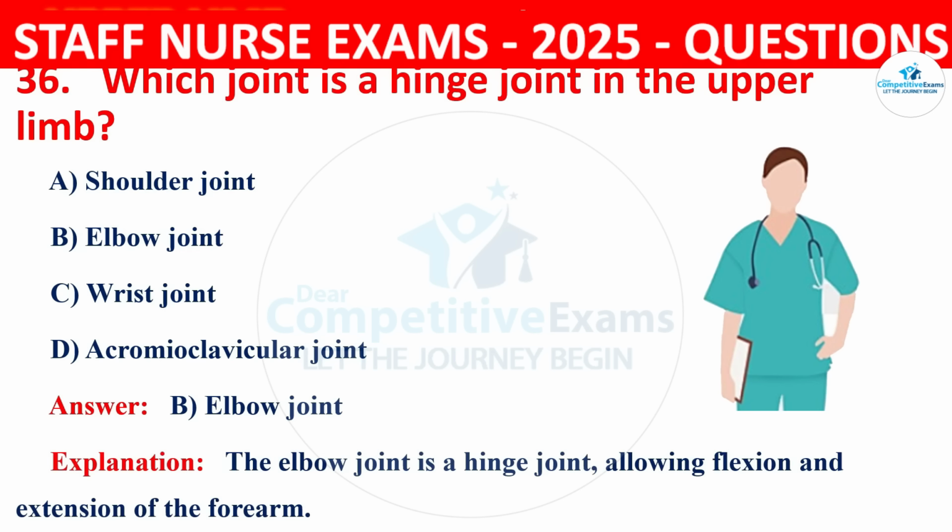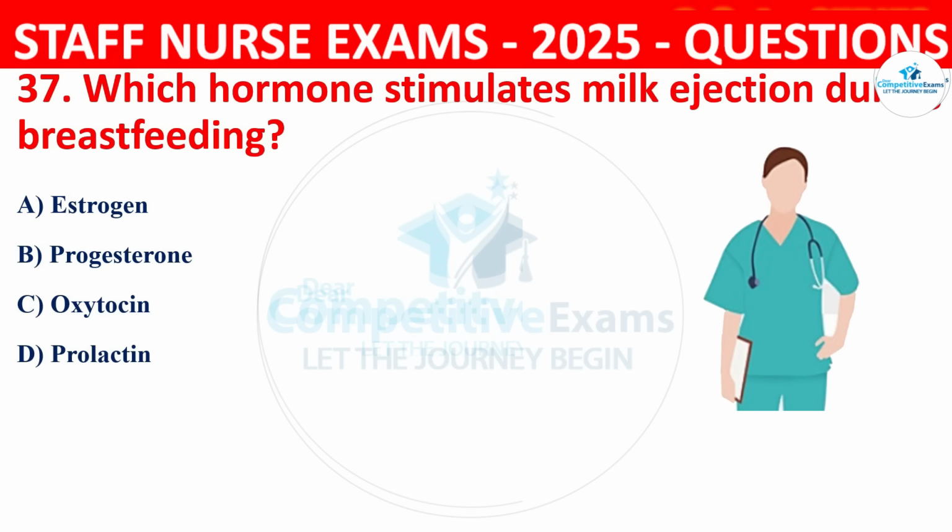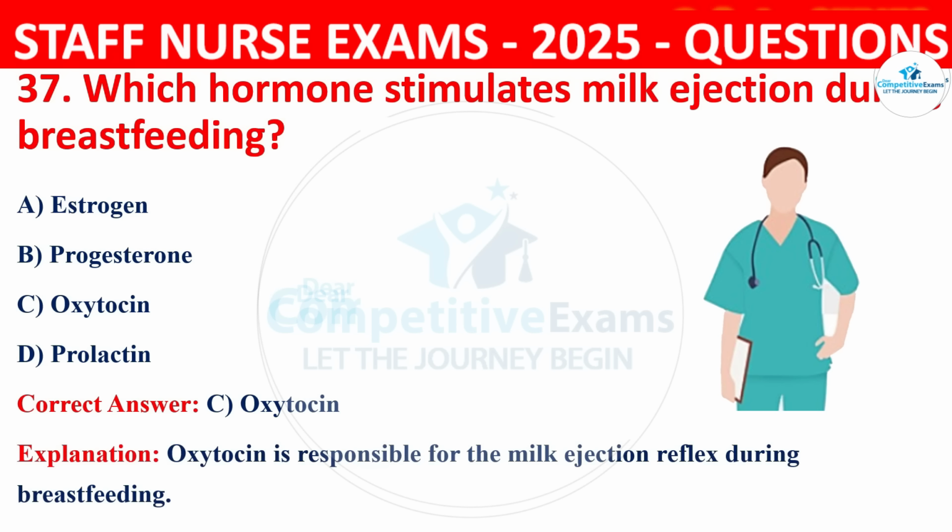Question number 37. Which hormone stimulates milk ejection during the breastfeeding? Your options are estrogen, progesterone, oxytocin, or prolactin. The correct answer is C, that is oxytocin. Oxytocin is responsible for the milk ejection reflex during breastfeeding.